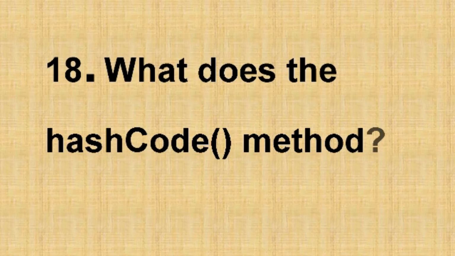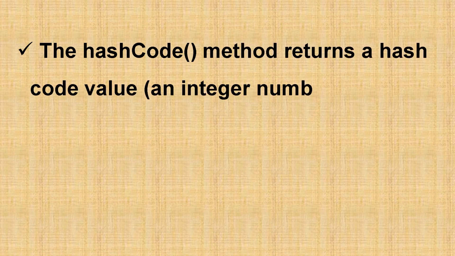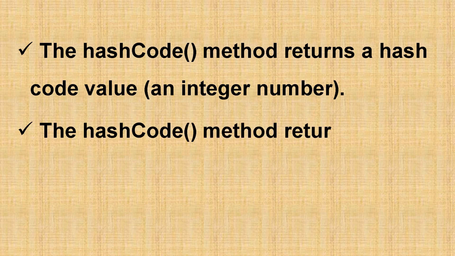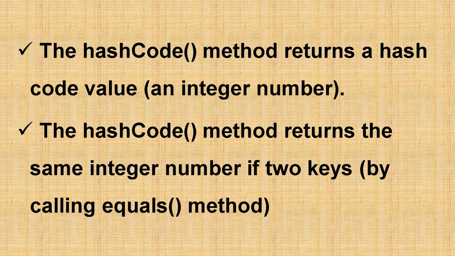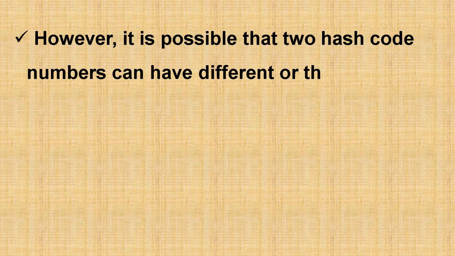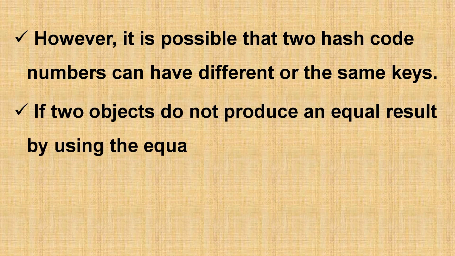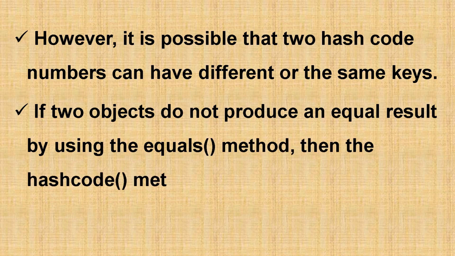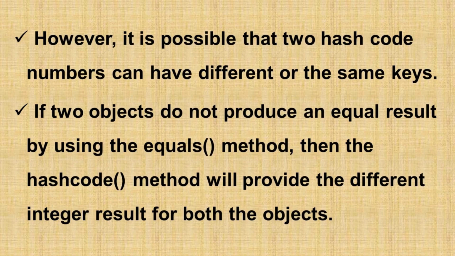What does the hashcode method do? The hashcode method returns a hashcode value, an integer number. The hashcode method returns the same integer number if two keys, by calling equals method, are identical. However, it is possible that two hashcode numbers can have different or the same keys. If two objects do not produce an equal result by using the equals method, then the hashcode method will provide different integer results for both the objects.